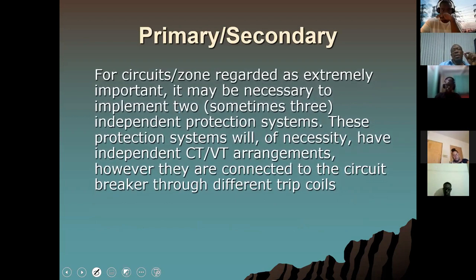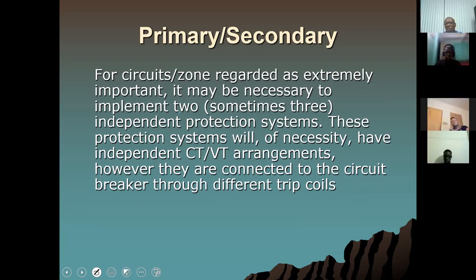You can also have a tertiary system, yes? So you have three separate protection systems. In the main, I can't think of any line or system in Jamaica that requires tertiary. But I know this material was taken from a British-based textbook, and I know that some of their systems, they go crazy in terms of backup. All right.